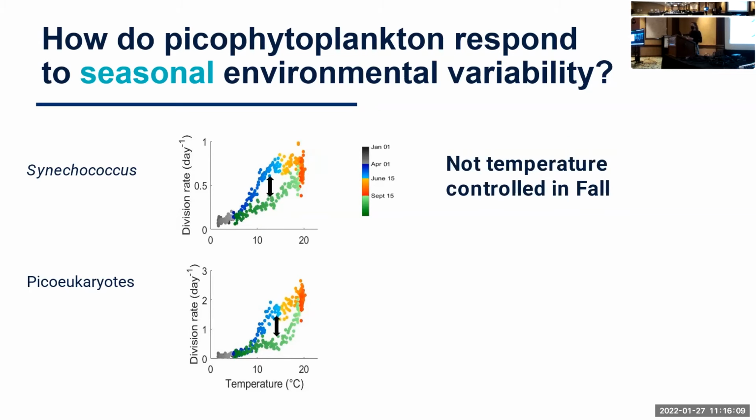reaching maximum division rates in the summer, and then declining again. But importantly, the division rates that they're seeing in the fall are lower than they are in the spring for days of the same temperature. These are a seasonal climatology, I should have said that. So this suggests that they're not temperature limited in the fall because they are capable of dividing more at the same temperatures, but we aren't seeing that response.